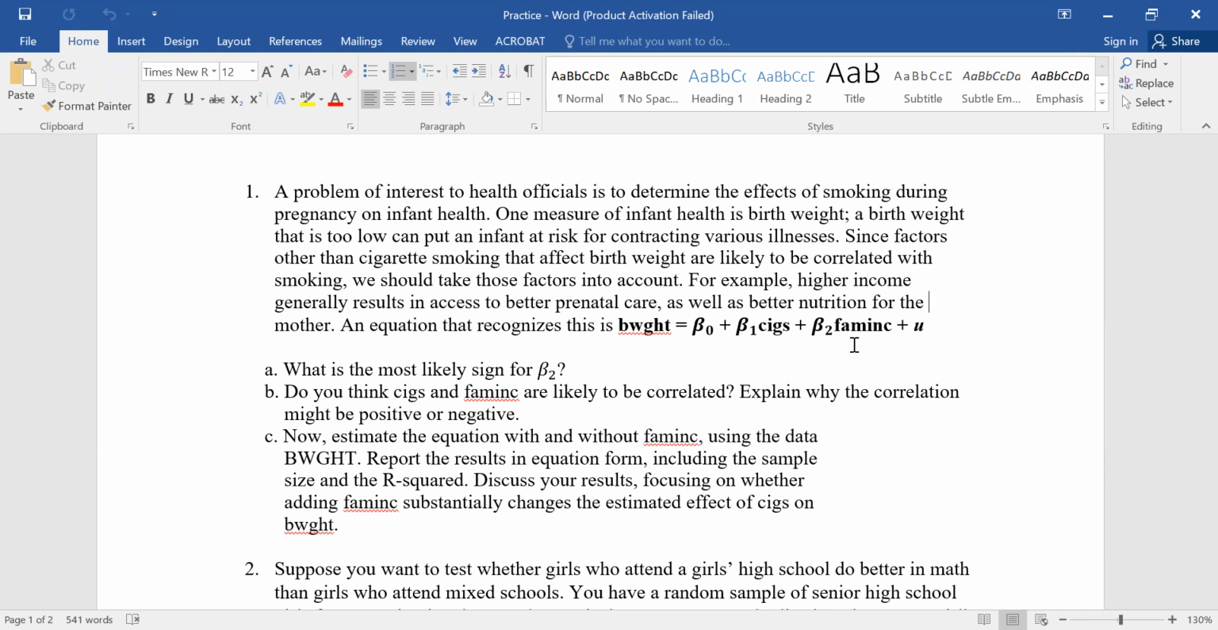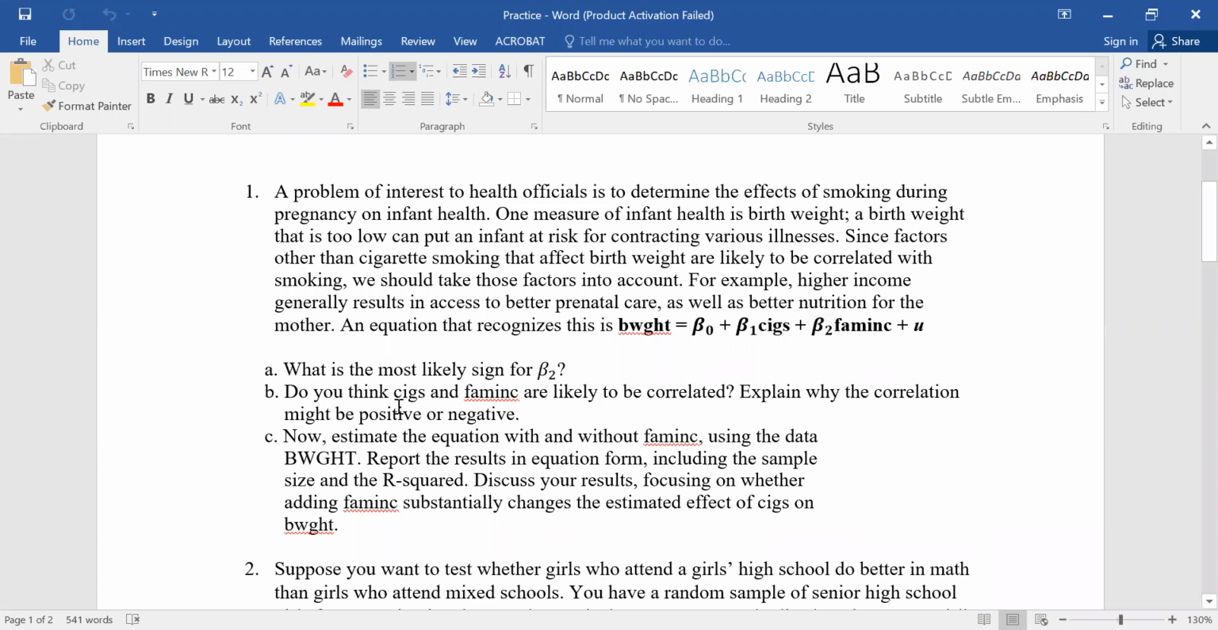Did I say beta naught is negative? Beta naught is the intercept. Yes. It's beta 1 that we are saying is negative because the woman is smoking. That's right. Beta naught is the average weight of a baby: even if there's no family income, and no cigarette involved, on average we expect the birth weight to be beta 0. Is that okay? Can we move on?